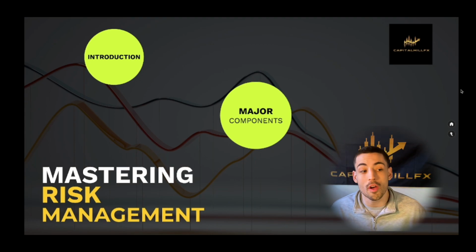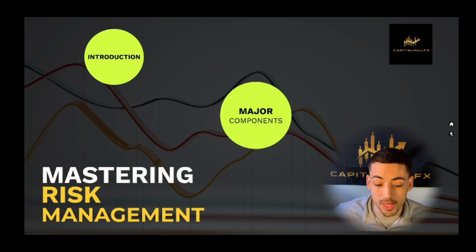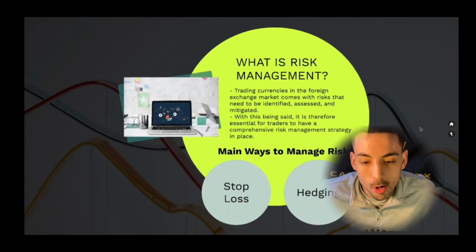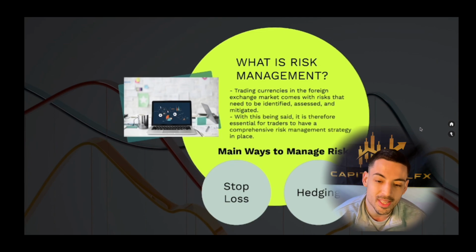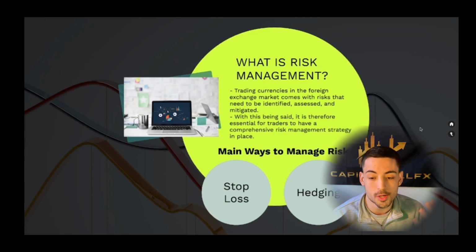Today we're going to start off by introducing what risk management is, and then we're going to go into the major components that make up risk management. So let's start off with introducing what is risk management. Well, when you're trading currencies in the foreign exchange market, it comes with inherent risk, right? And these risks need to be identified, assessed, and mitigated. With this being said, it's therefore essential for traders to have a comprehensive risk management strategy in place.